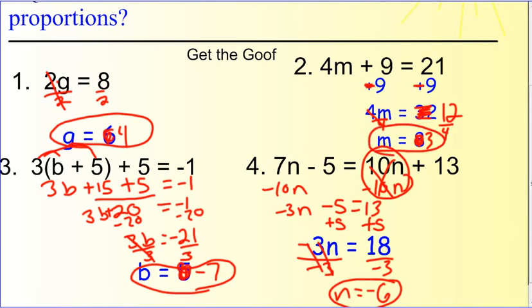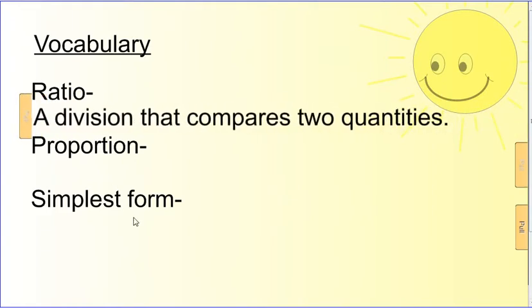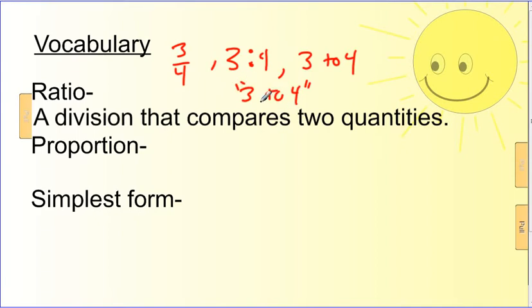Now let's get into the vocabulary and get into proportions. So the vocabulary here, first off, we have this word ratio. A ratio, honestly, is just a division that compares two quantities. For most of us, we can actually write ratios in three ways. We can write a ratio as 3/4, or 3:4. All three of them are read the same way. You'd read it as 3 to 4, like that. That's how you read it.